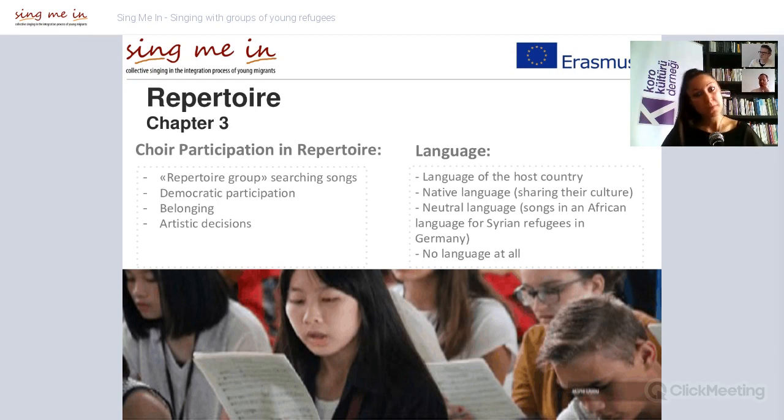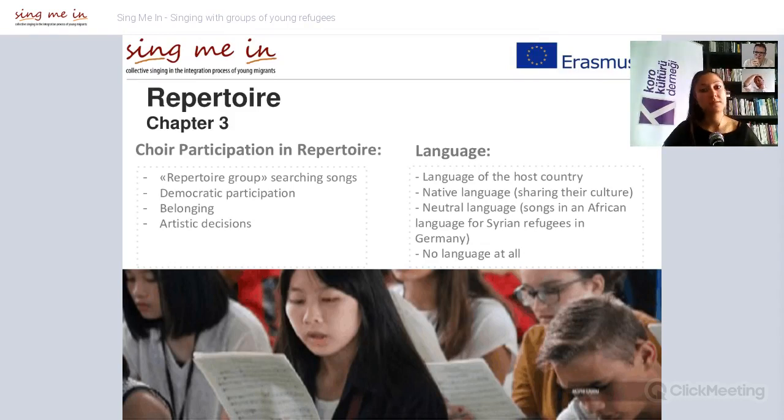What about the language? You should definitely use the language of the host country, so they will become acquainted with the words of the land they are on. They will know more about the country that they are living in. That's for sure very important. Also, you can include the native language, because these refugees will be very happy to share their own culture with you. Another idea can be a neutral language.